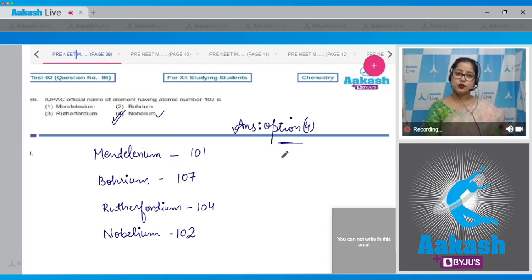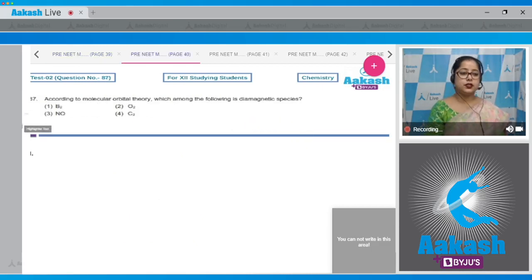Moving to the next question, students, which is question number 87. Let's read the question. According to molecular orbital theory, which among the following is a diamagnetic species? Students, for this question, we need to know that the species which have all the electrons paired, or which have no unpaired electrons, are diamagnetic in nature. And for that, first of all, we have to write the molecular orbital configuration of the given species, and then we'll be able to figure out which species is diamagnetic and which is paramagnetic.